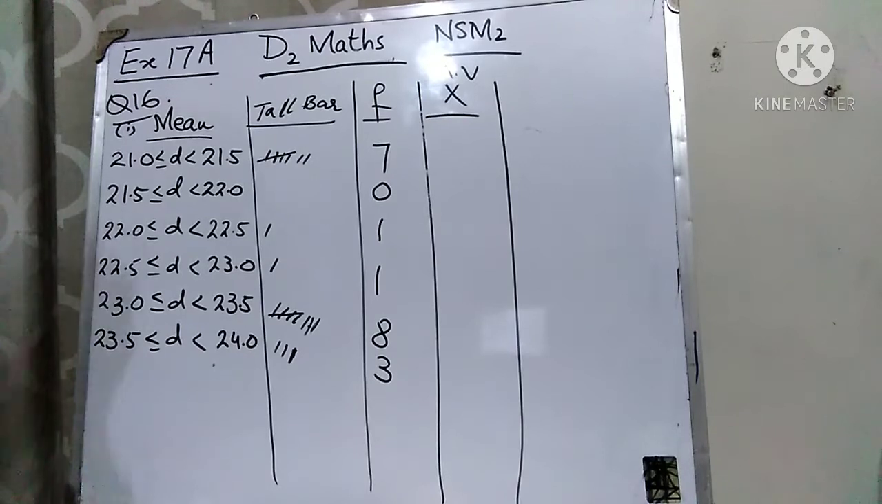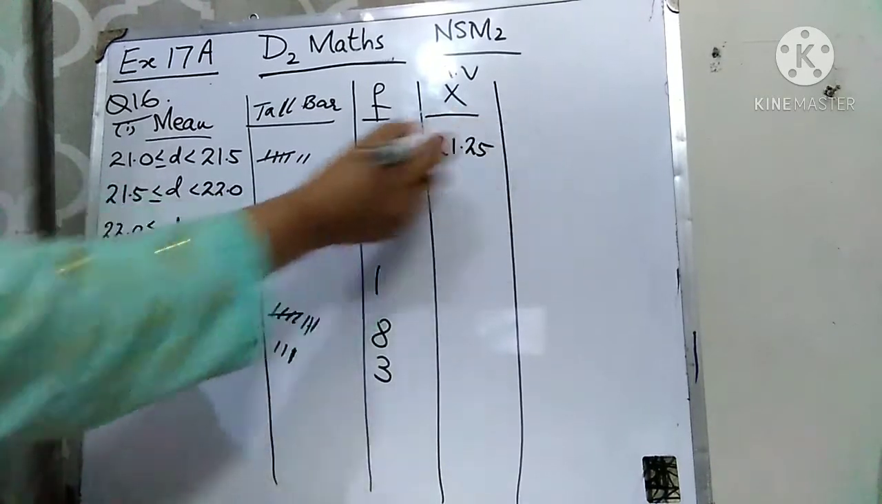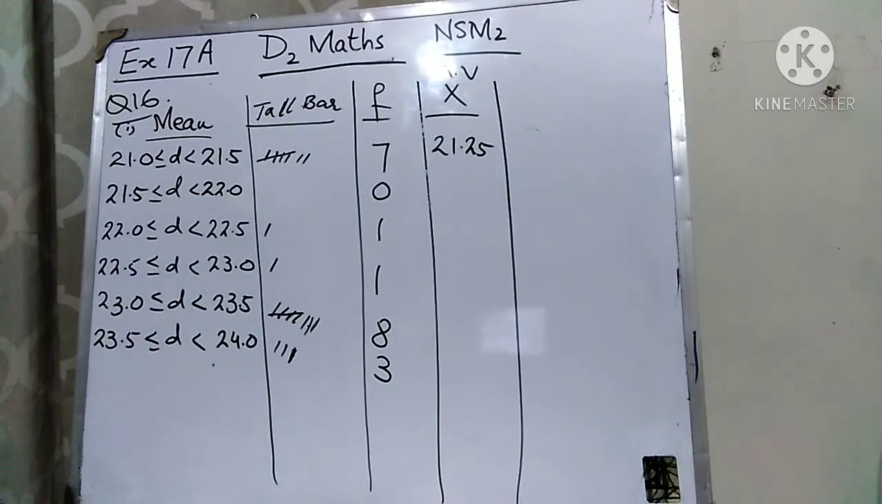So now we will add 21.0 and 21.5 and we will see what we get, and divide it by 2. 21.0 plus 21.5, we will get 42.5, and when we divide it by 2 we will get 21.25. So the mid value is 21.25. Again we will add these two values, 21.5 and 22.0. We will get 43.5, and when we divide it by 2 we will get 21.75.